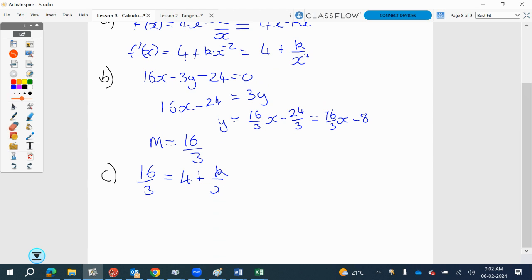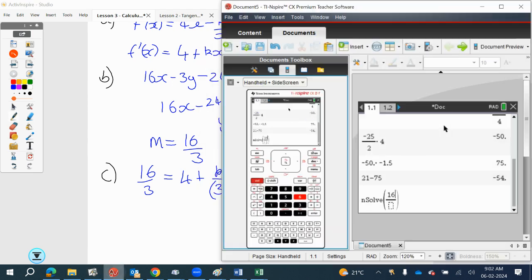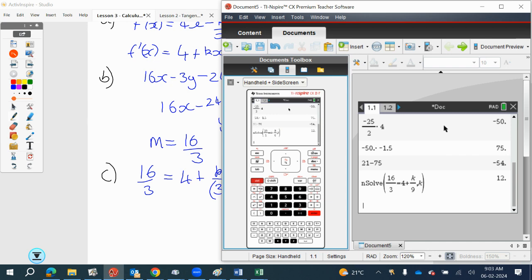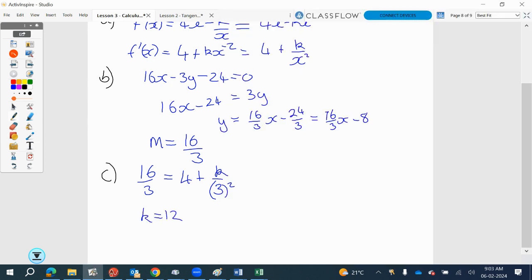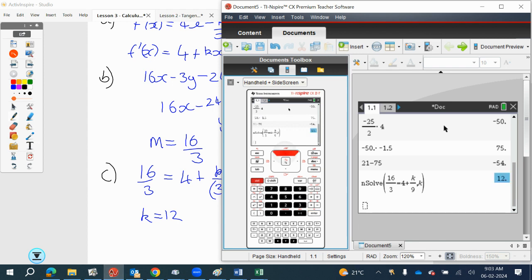So then we're only going to get one answer. Because they already give you x equals 3, you can put it into the derivative like we did in the first question. 3 squared is 9, 4 plus k over 9. What do we get as our answer? I got 12. K equals 12. Should we just quickly look for another answer in case there is one?